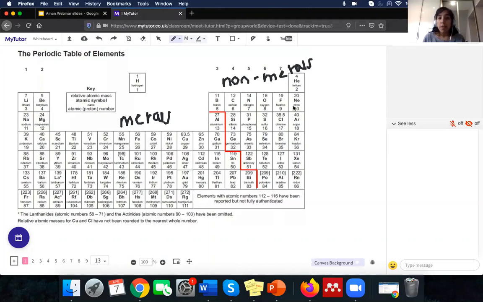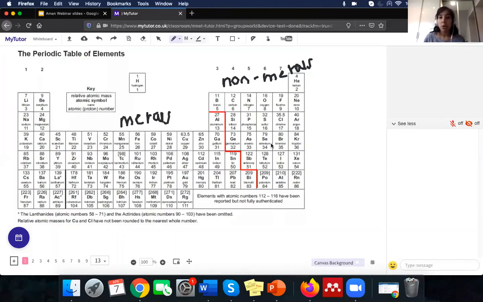So in the non-metals, we don't get ionic bonding, we don't get metallic bonding, we get covalent bonding. Remember, ionic bonding, which we covered last Friday, is between a metal and a non-metal. Covalent bonding is between non-metals, and metallic bonding, which we'll be covering tomorrow, is between metals.